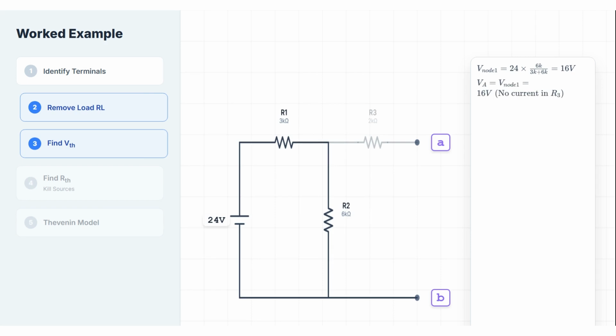But wait, we need the voltage at terminal A. Since no current flows through R3, there's no voltage drop across it. So VA equals V1 equals 16 volts. Step 4, VThevenin equals 16 volts.